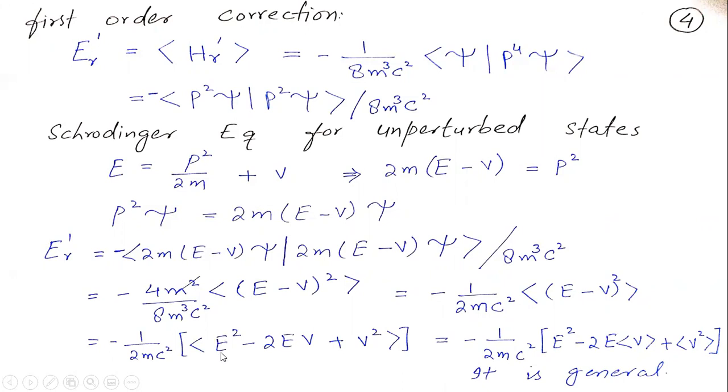As you know, E is just a number, the total energy, and the expectation value of E² will also be E², and the expectation value of E will also be E. So this is the general expression. It is a totally general expression. I did not specify any potential so far.